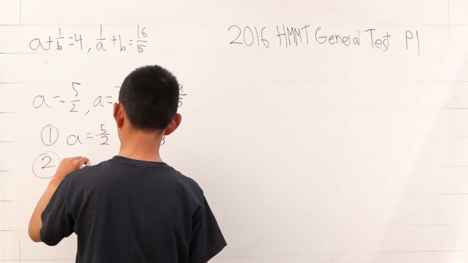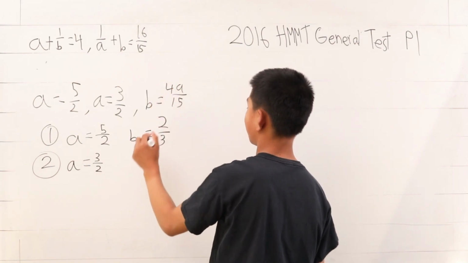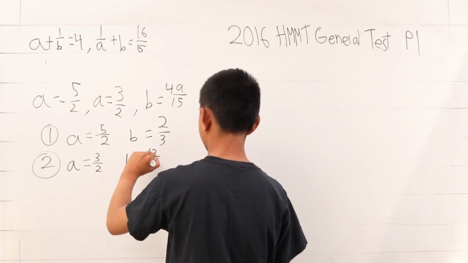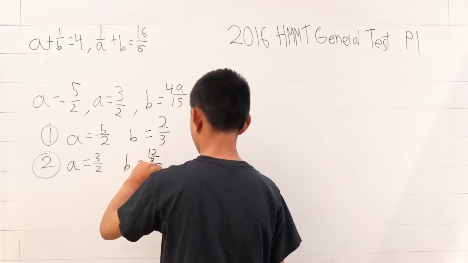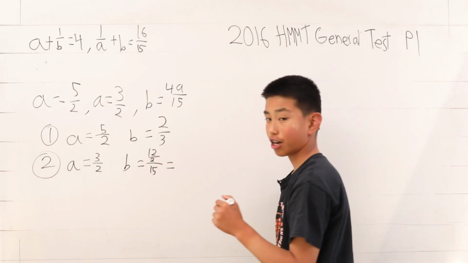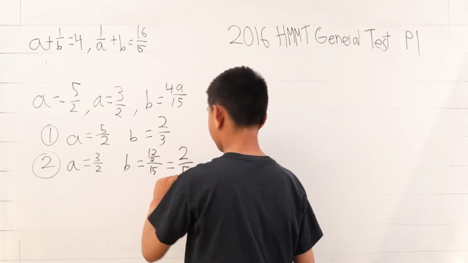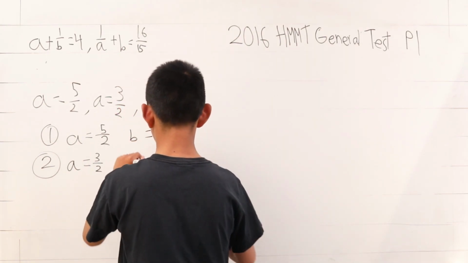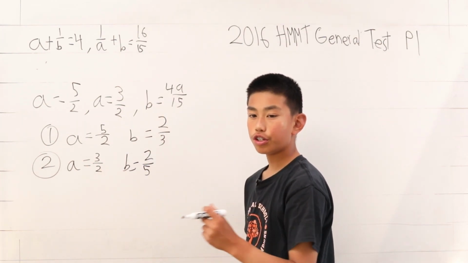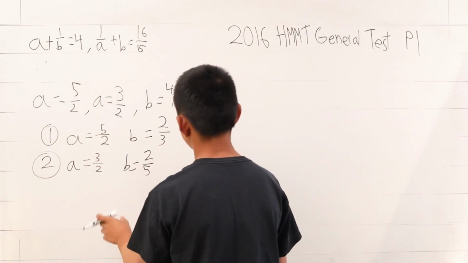Let's move on to the second case. The second case is where A is 3 over 2. And once again, we plug this into the equation for B. B is equal to 12 over 2 over 15, which is equal to 6 over 15, which we can take out the 3, which is 2/5. So we get 2/5. B is 2/5. So we have the two cases of A and B. All we have to do is multiply them together.